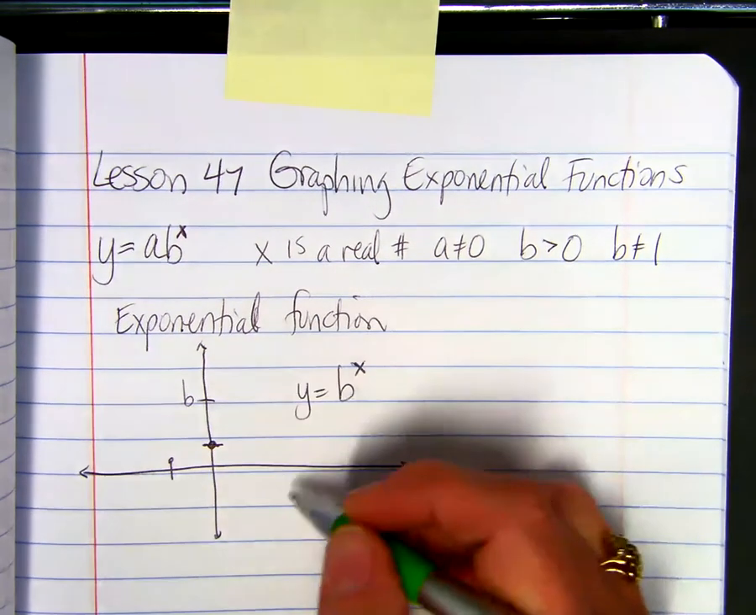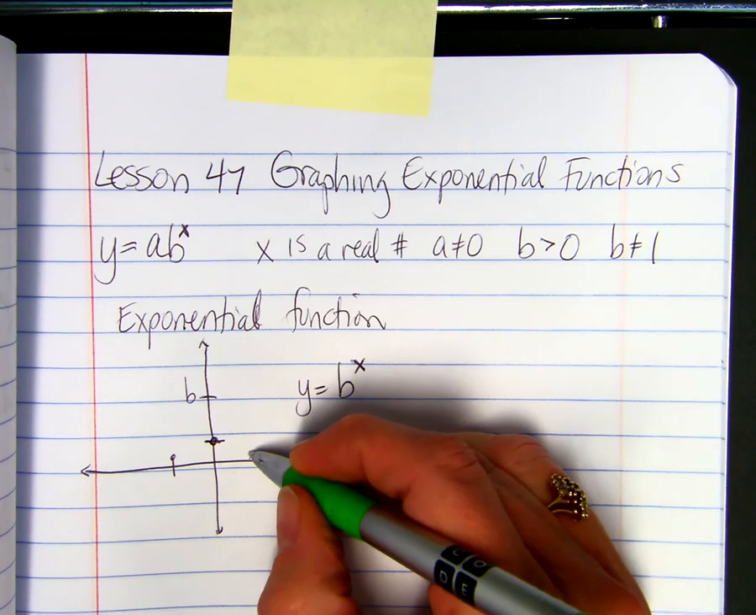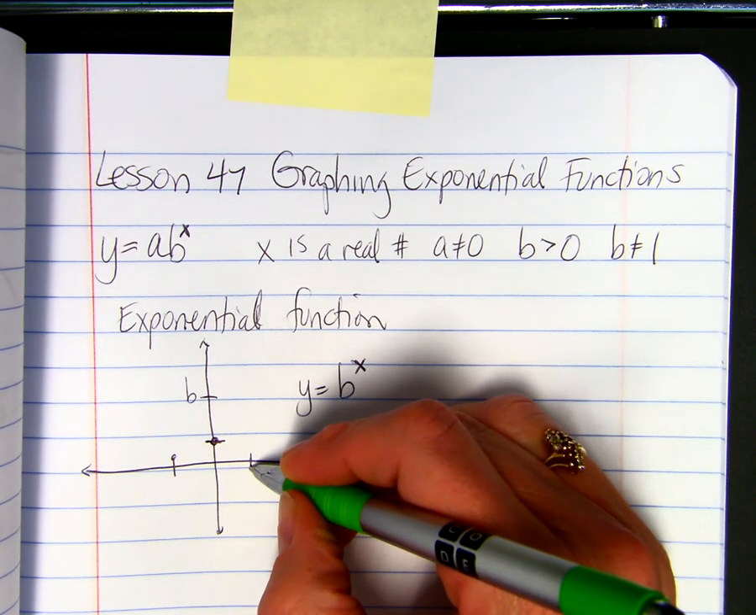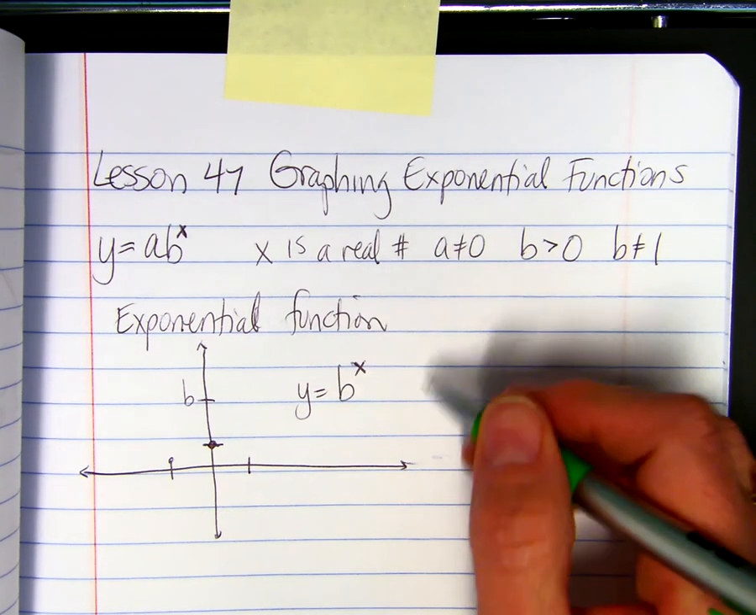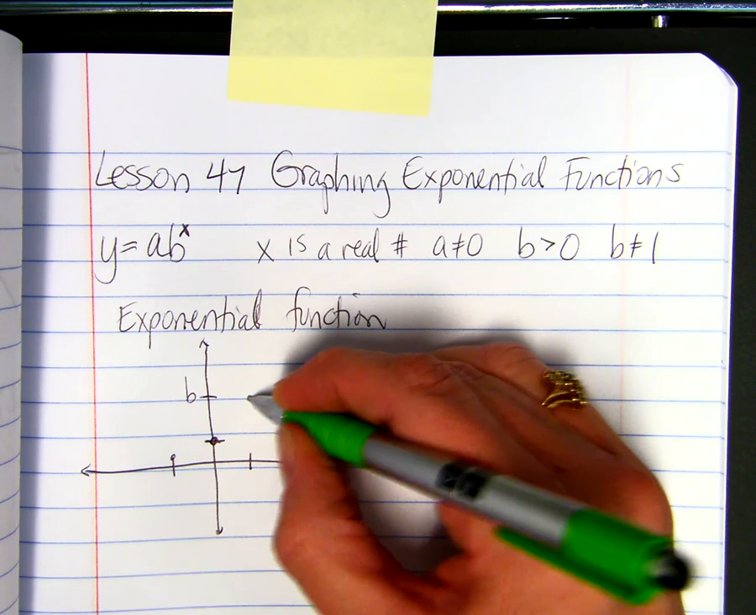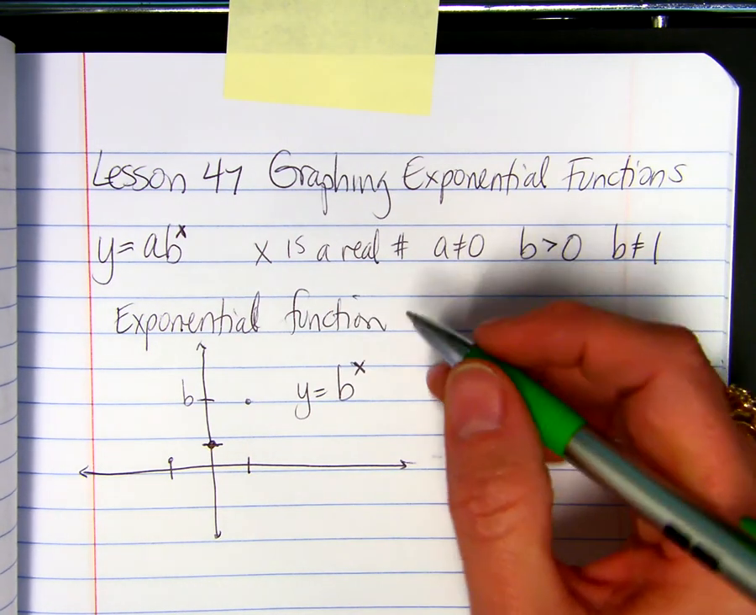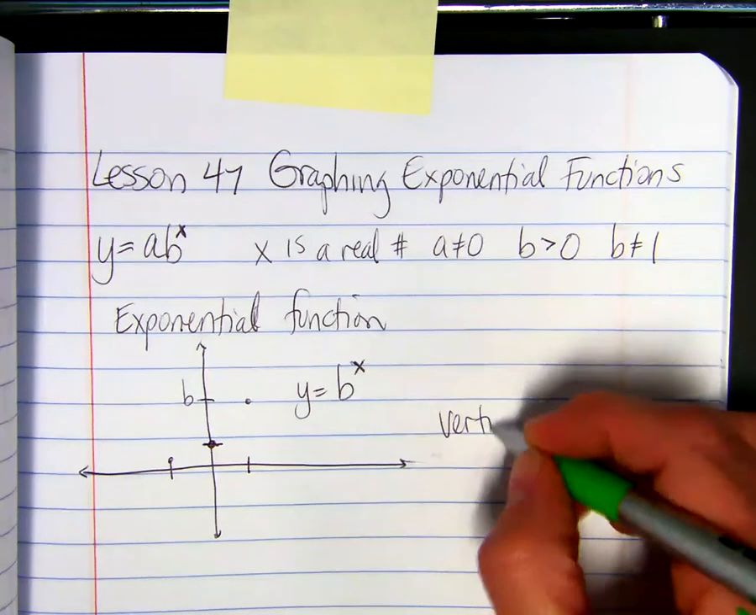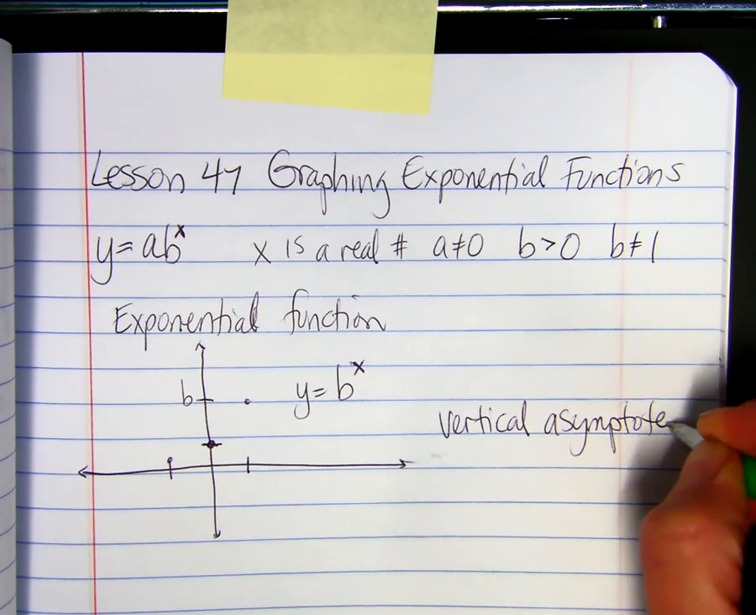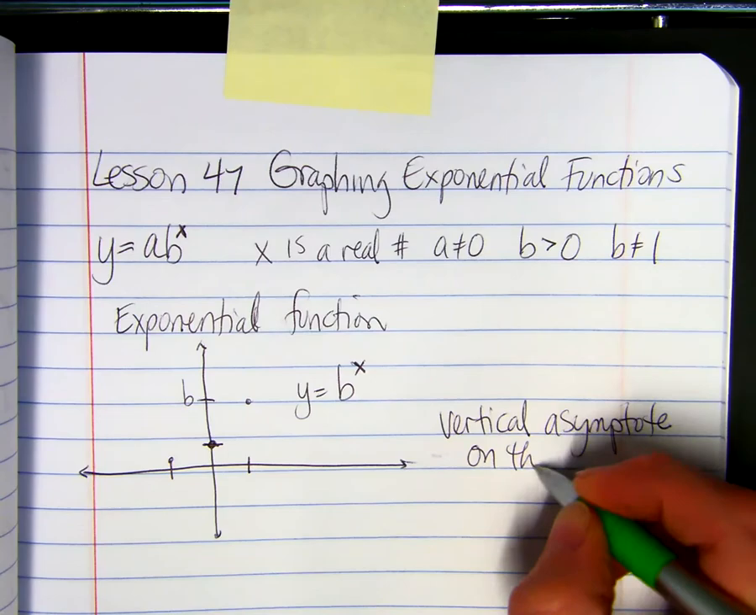Let's say b is up here. When x is 1, y will be equal to b, because b to the first power is just b. So at 1, you'll be at that number b. There is a vertical asymptote on the x-axis.